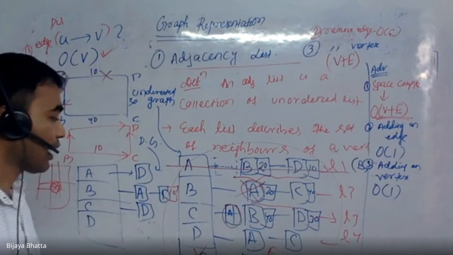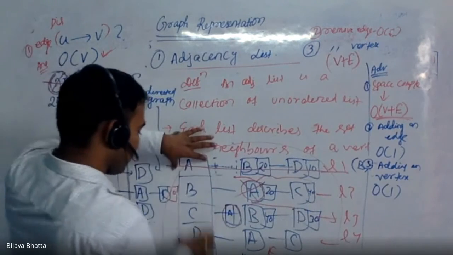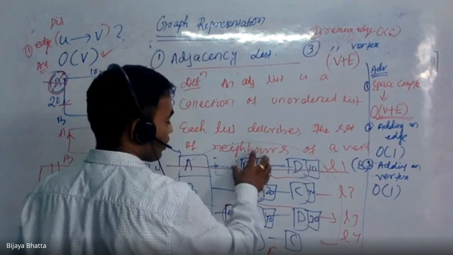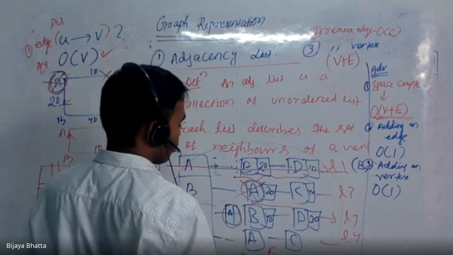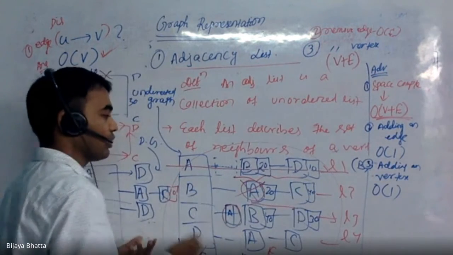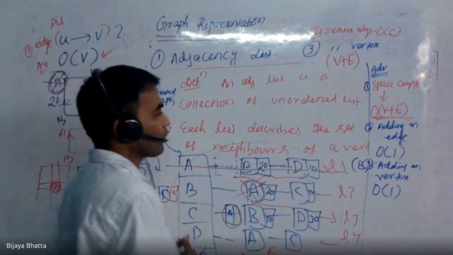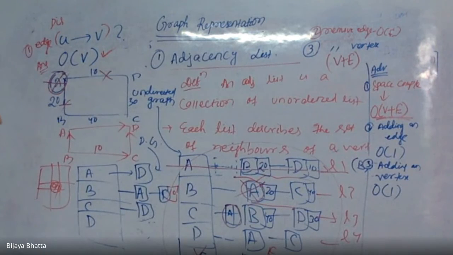So what is the space complexity going to be? It is V, and it just contains the number of edges. If you count, A is connected to B, A is connected to D, and each of those is an edge. So this is going to be 2E, and that's why it is going to be V plus 2E, which is V plus E. So the space complexity is V plus E.